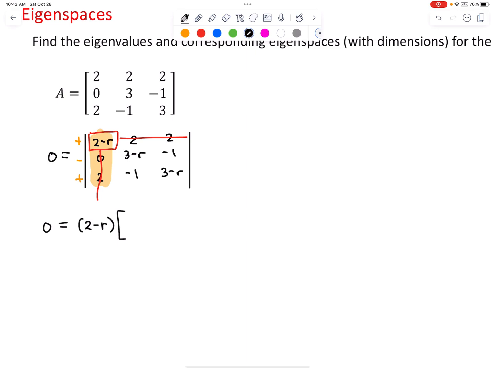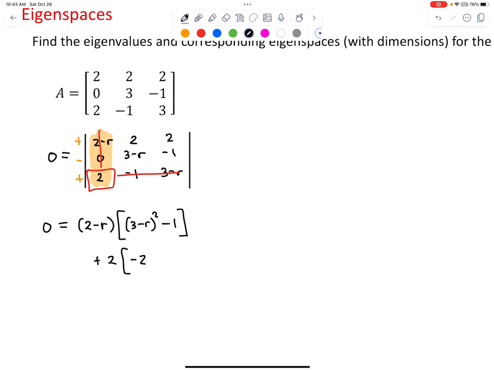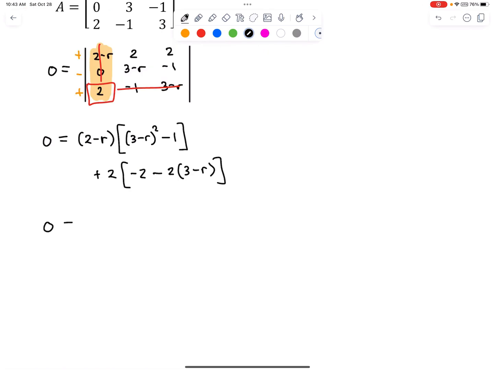Multiply the 3 minus r times the 3 minus r, so 3 minus r squared, and then minus the -1 times -1, so minus a 1. Now I can skip targeting the 0 and go straight down to targeting this 2, cross out its row and column, and that's in a positive position again, so we say plus 2 times the 2x2 determinant of the submatrix not crossed out: we have 2 times -1, which is -2, and then minus 2 times 3 minus r. And then when you multiply all of this out, I won't show the steps of doing that, but we wind up getting -r cubed plus 8r squared minus 16r.